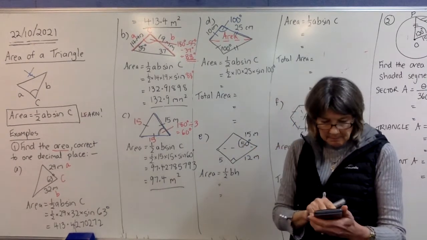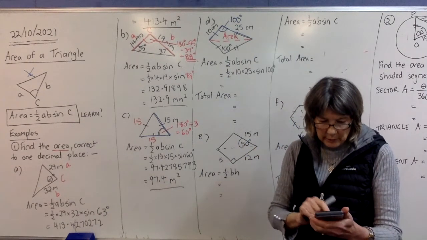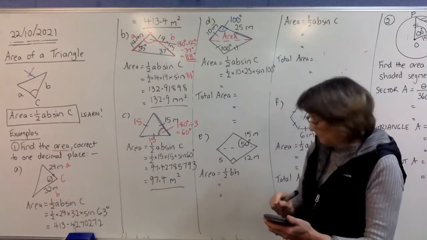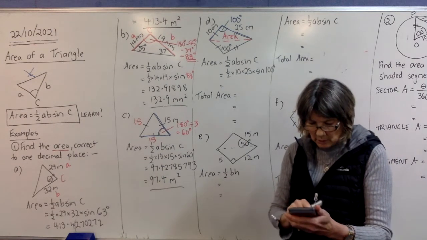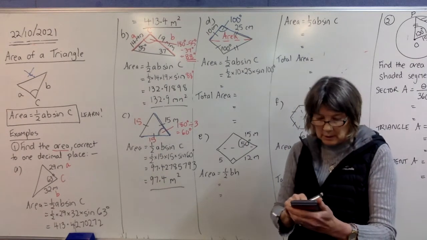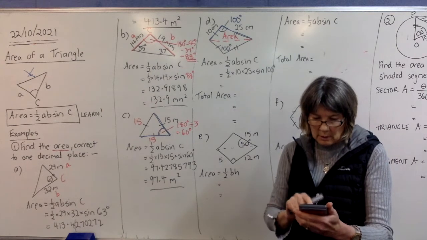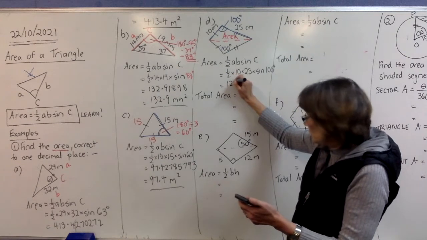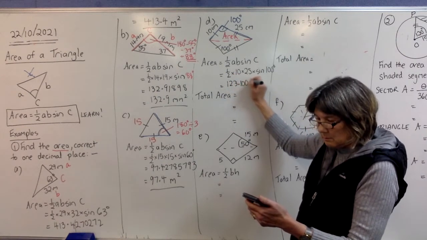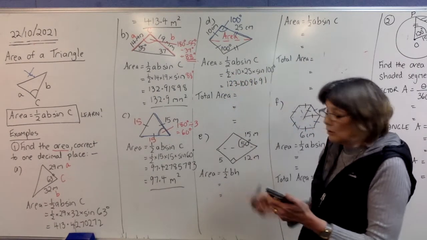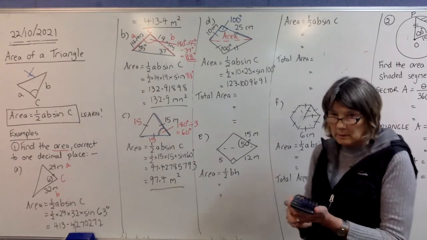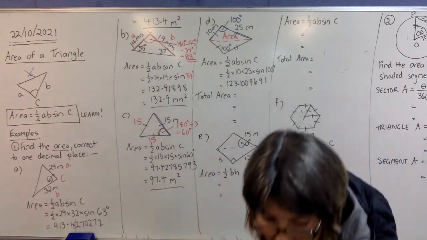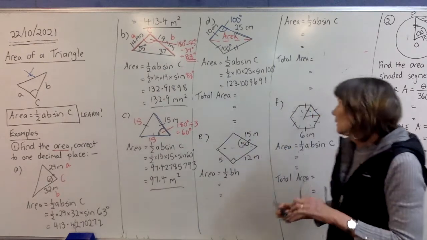Now we're going to our calculator. Type it all in. Fraction key 1 down arrow 2 right arrow times 10 times 25 times sine 100. Close the bracket, equals, and we get this. Now don't round it. We haven't finished. That's just the area of the top. Don't remove this, leave that on the calculator.